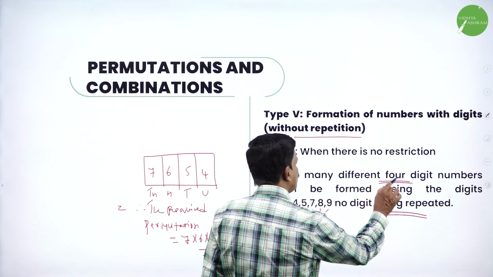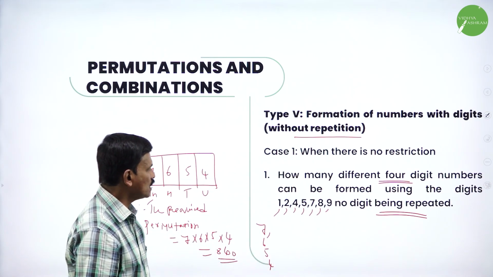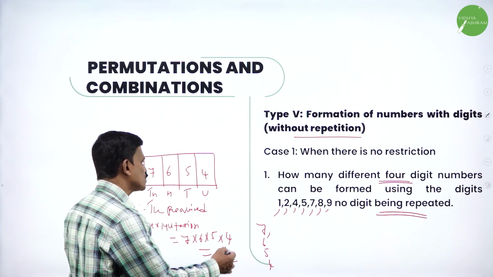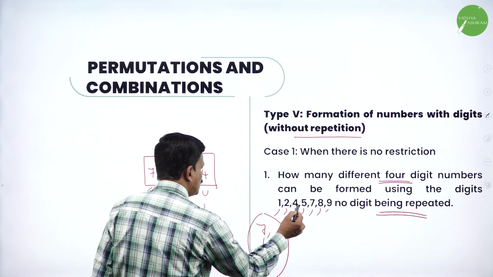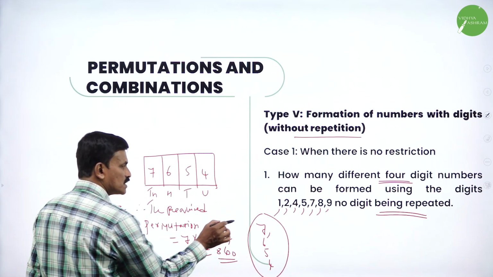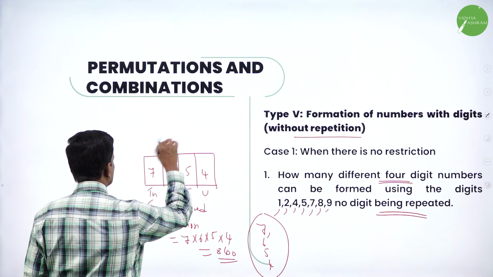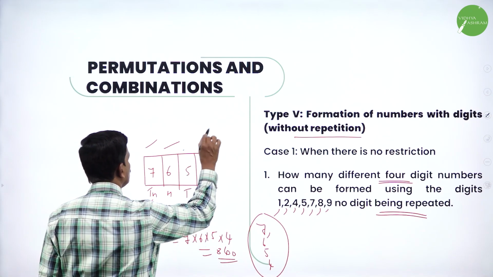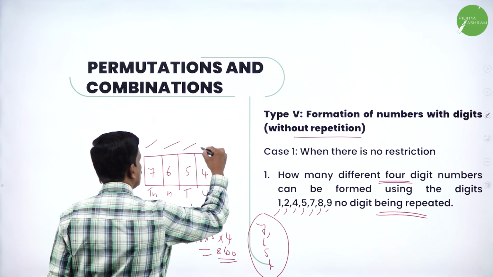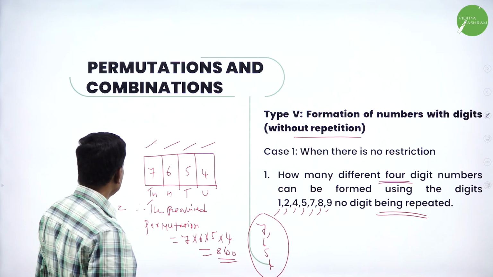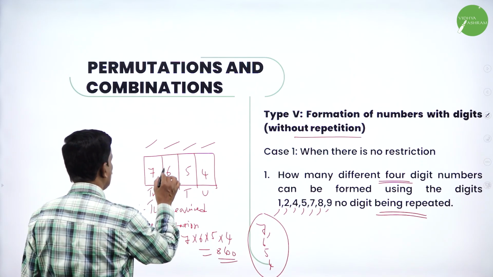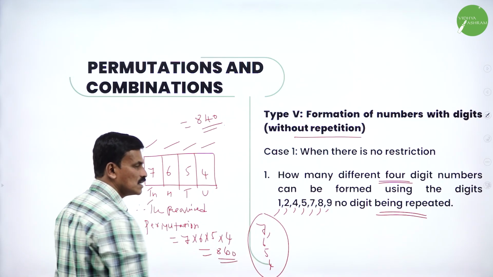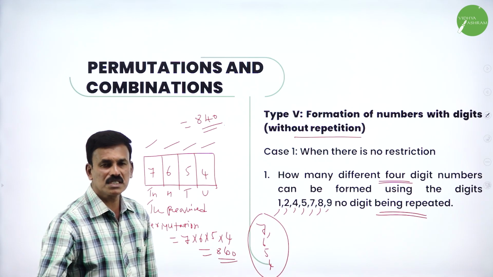So how many different 4-digit numbers can be formed using the digits 1, 2, 4, 5, 7, 8 and 9, no digits being repeated? Here there are 7 digits. All the 7 digits can be first kept in 1000 place, the remaining 6 can be placed in 100 place, the remaining 5 in 10th place, and the unit place can be filled by 4. Therefore the required permutation is 7 into 6 into 5 into 4, that is 840 ways. This is how we solve this problem. Very simple, for 2 marks.